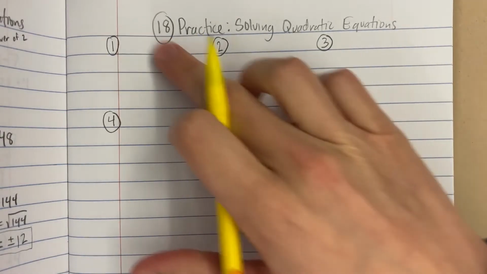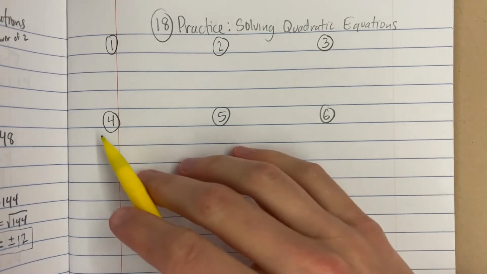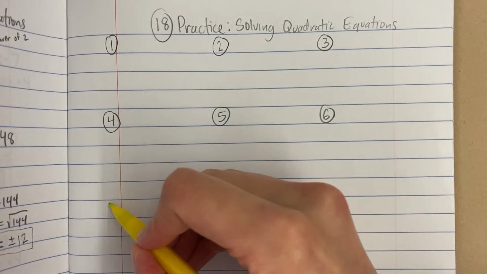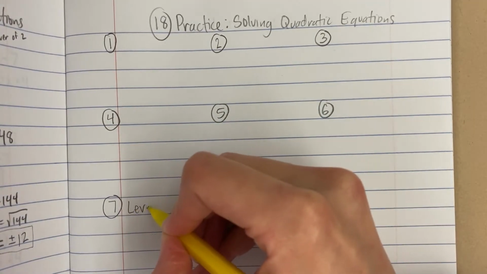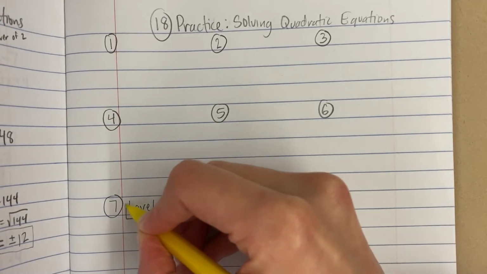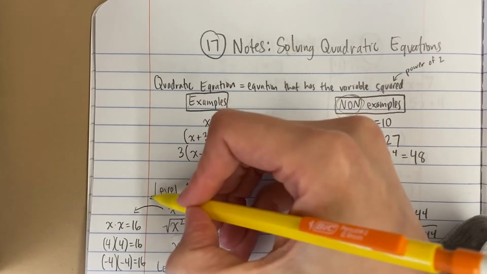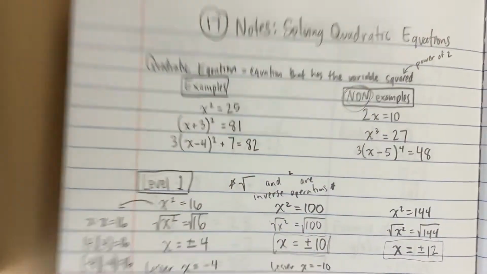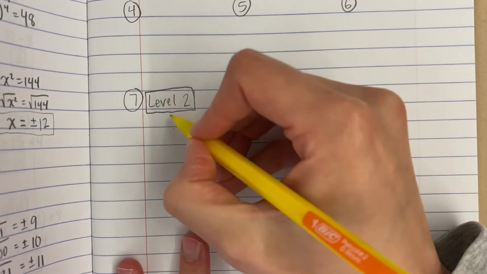All right, so at this point you should have done practice problems 1 through 6, and we are going to go ahead and take some more notes here in question 7. Okay, and we're going to do level 2, right? When you took notes in assignment 17, we called that level 1. Okay, and we're going to call this level 2. Okay, so let's see how level 2 is different.